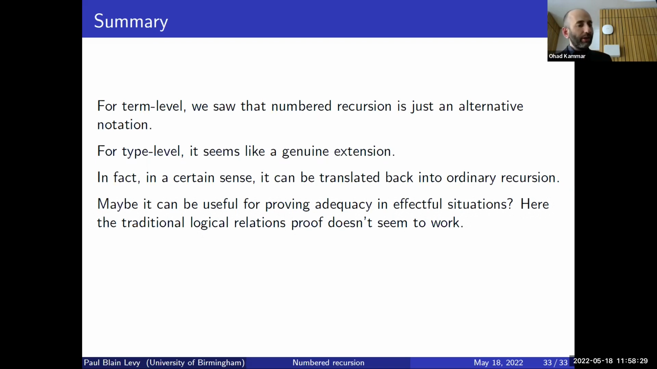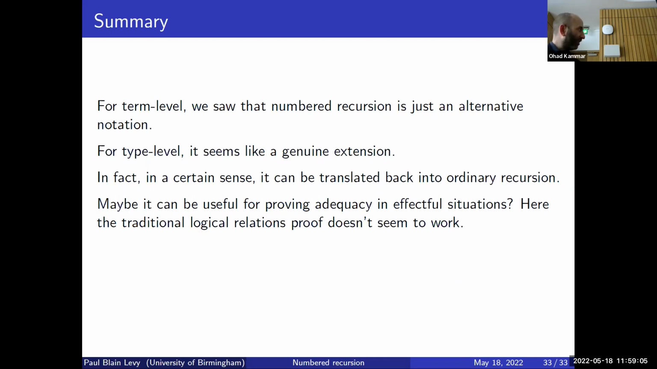So looking to future work, there have been problems in the past with the traditional proof of adequacy using logical relations. This is quite problematic in effectful situations. There's a paper by Plotkin and Power where they used a different method, somewhat related to this, for proving adequacy, not with type recursion, but with term recursion for call by value.